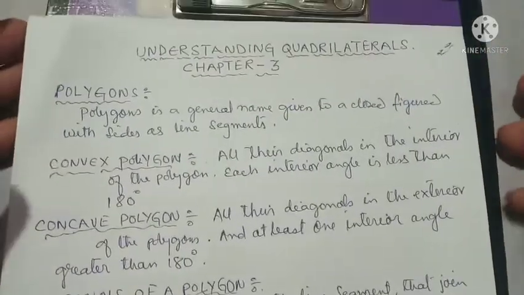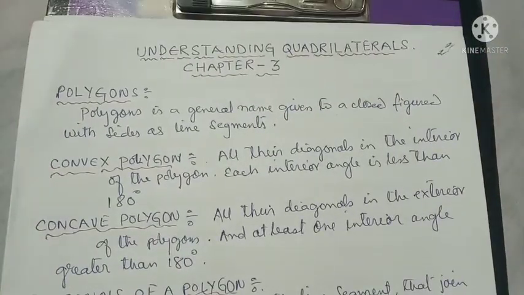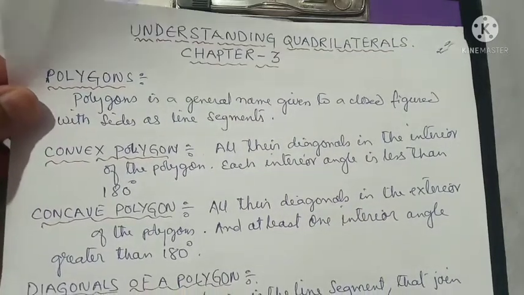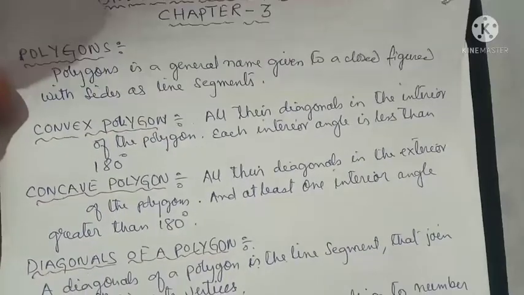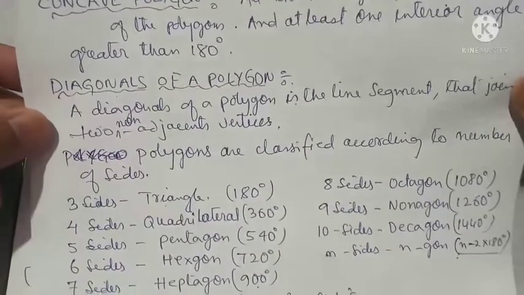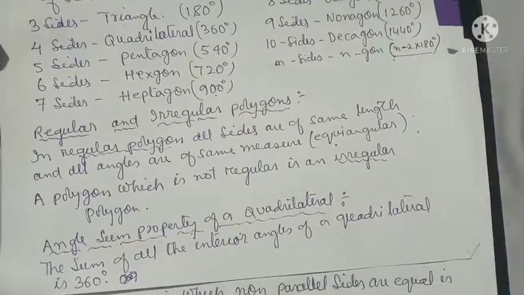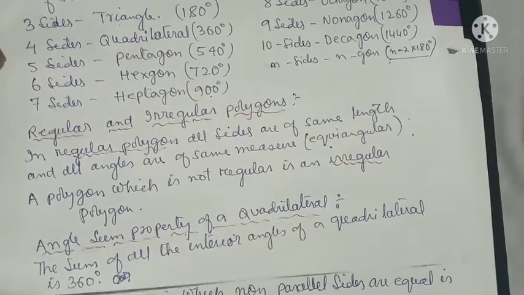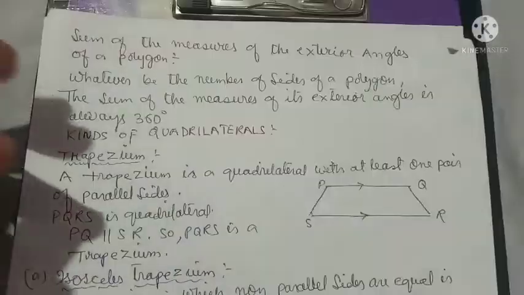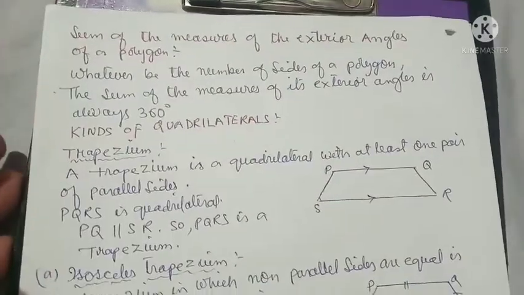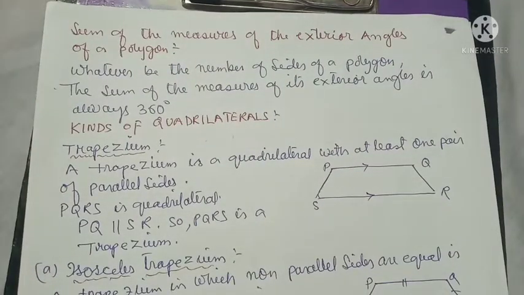Dear student, today is the second part of chapter number 3, that is understanding quadrilaterals. We have already discussed a few points about quadrilaterals in the past part, that is polygon, convex polygons, diagonals of polygon, regular and irregular polygon, and very important, the angle sum properties of quadrilaterals, and the sum of the measures of the exterior angles of the polygon.